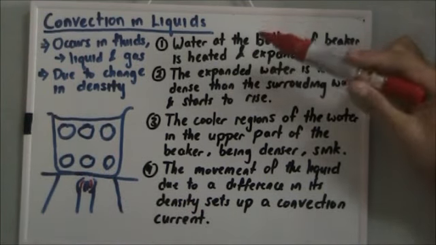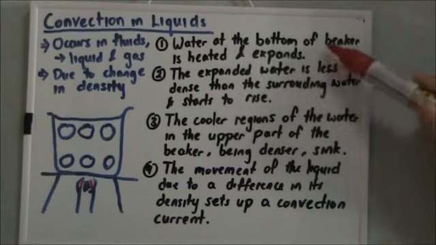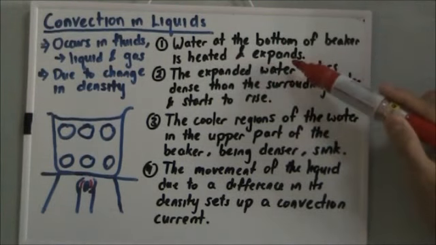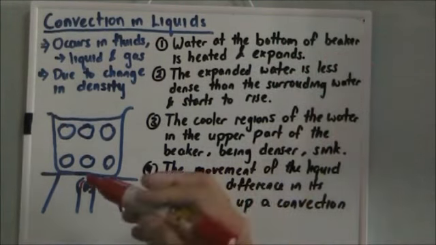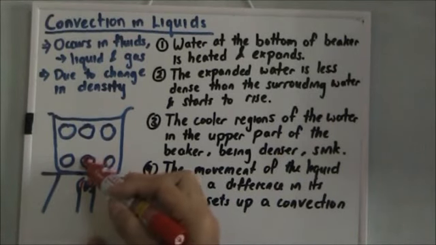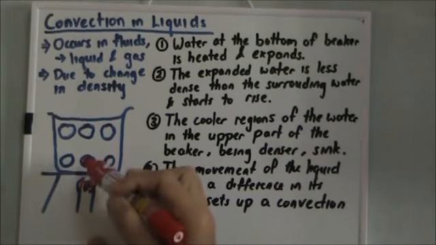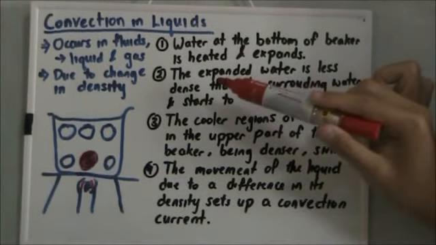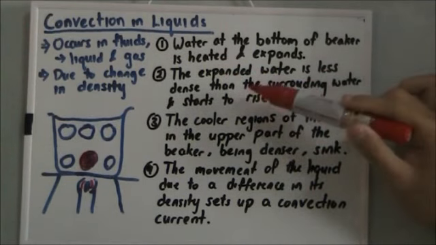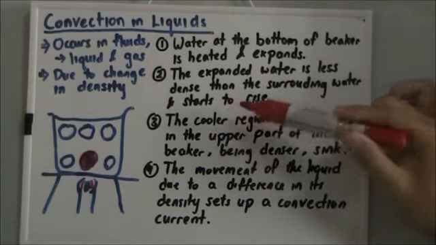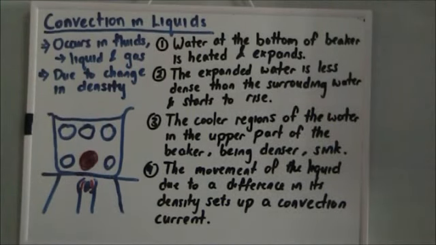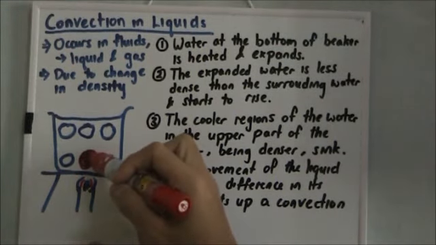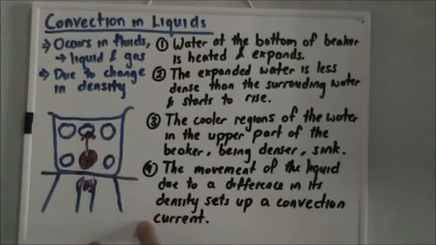First point: the water at the bottom of the beaker is heated and expands. So the water at the bottom is heated, it gains thermal energy, so it expands. The expanded water is less dense than the surrounding water and starts to rise. Because when the water expands, the volume increases and the mass stays the same, so the density will decrease. So this expanded water, being less dense, will rise.